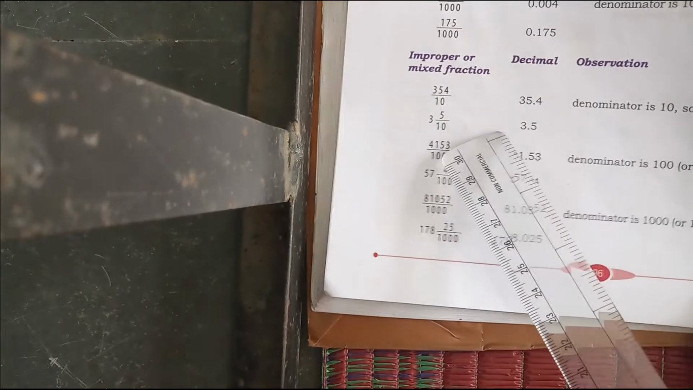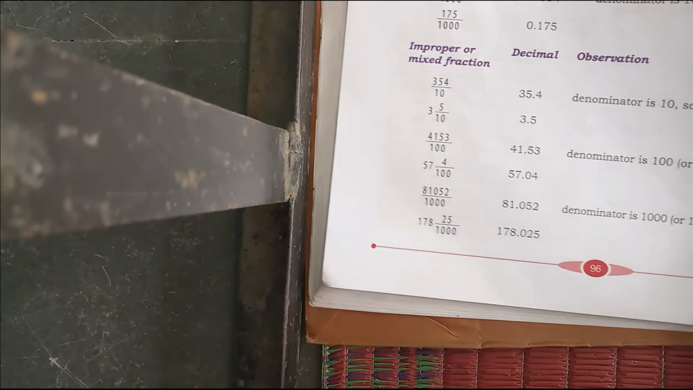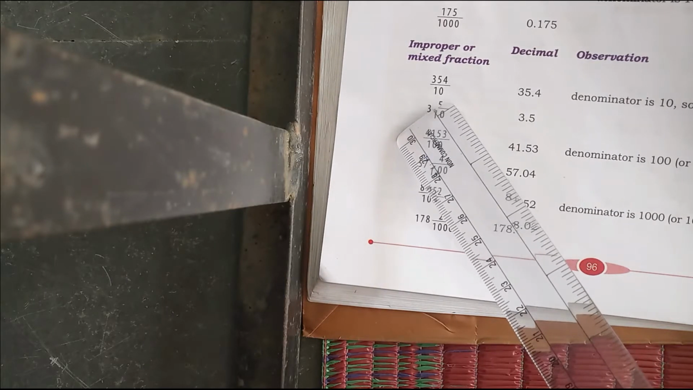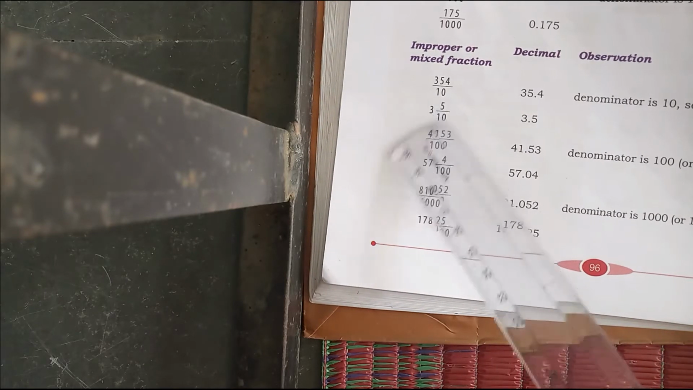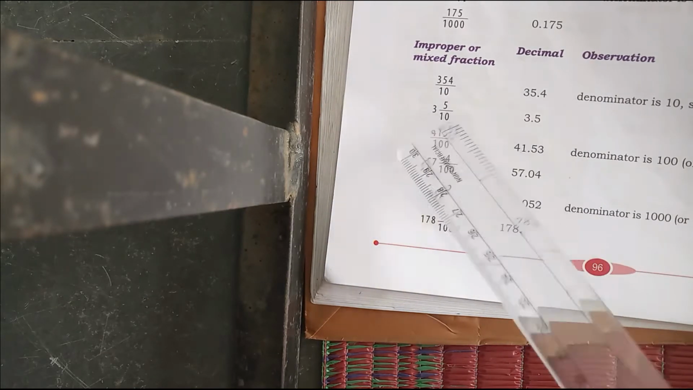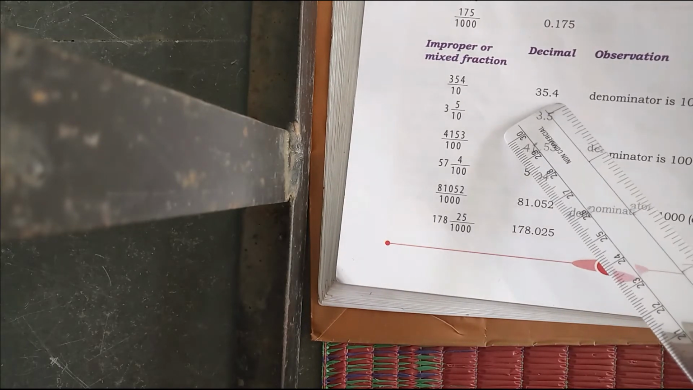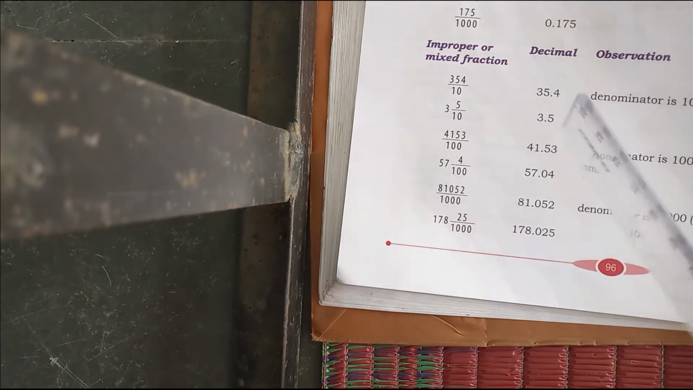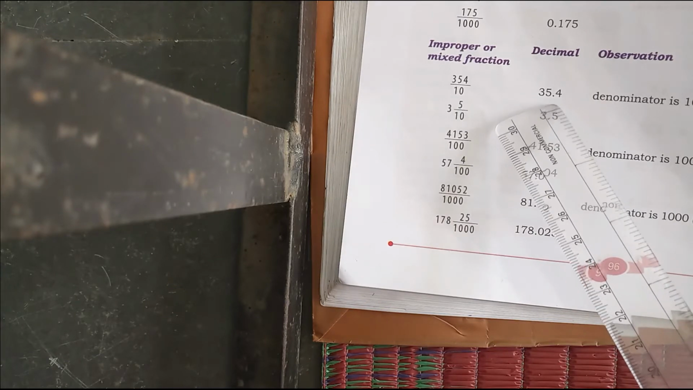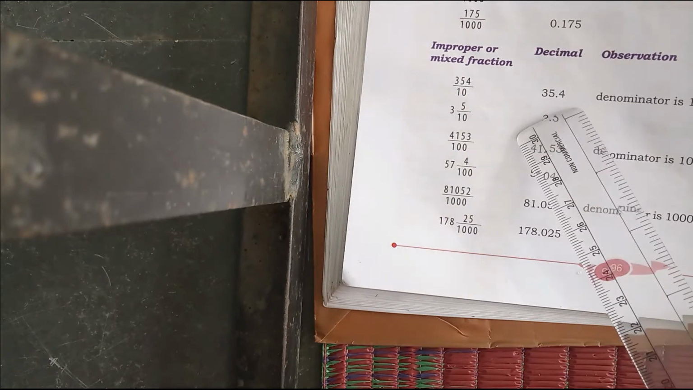Now, we shall move to the improper or mixed fraction, decimal and observation. See here, 354 divided by 10. Now, what will the answer be? 35.4. Denominator is 10, so 1 decimal place. Right? As I told earlier. So only one position is there, that is in the tenth place. So 1 decimal only, that means 1 number. So 1 decimal place, put 1, after 1 you put a dot. That means 35.4 will come.